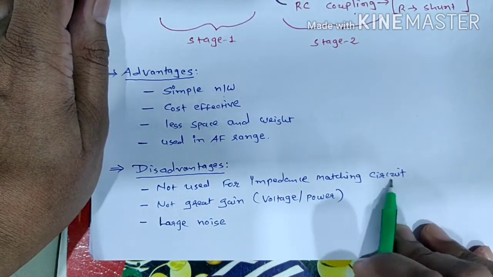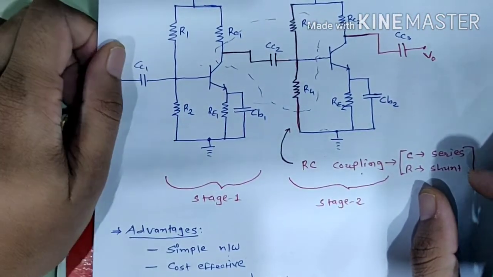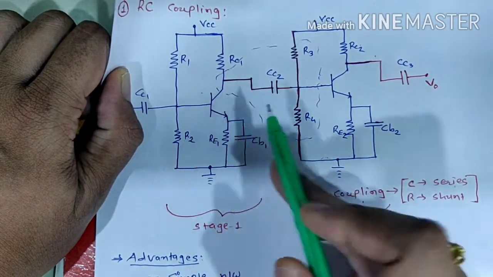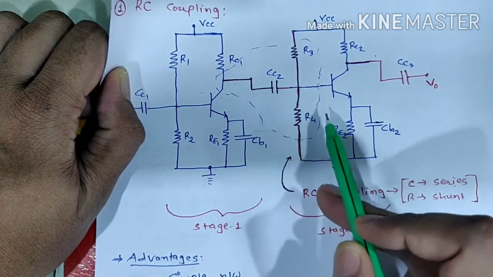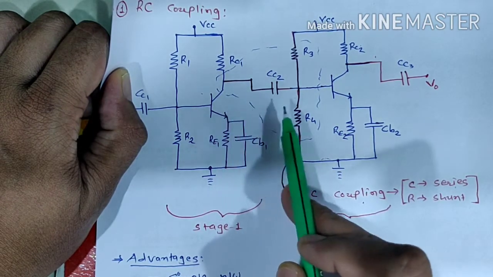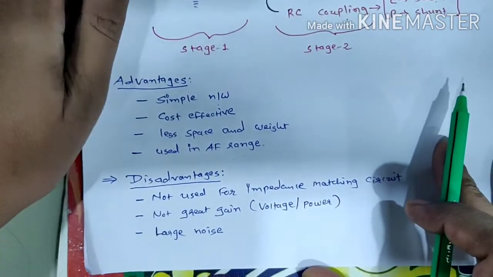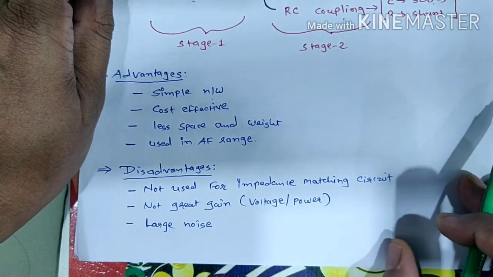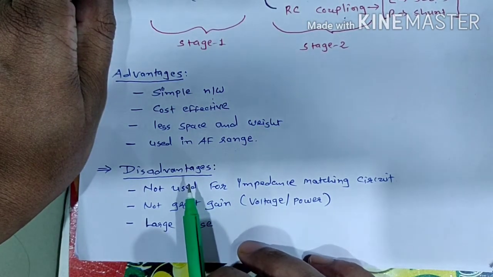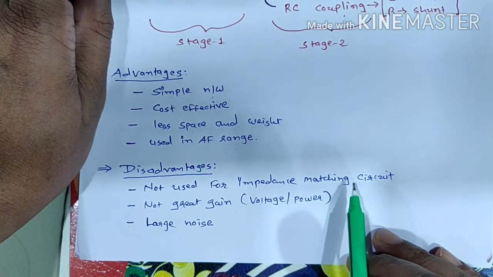It is not used for impedance matching circuits. It is a very important point. We know what we mean by impedance matching. If the output impedance of the first stage is exactly equal to the input impedance of the second stage, then the maximum signal from the first stage will go into the second stage. But when we use RC coupling, there is a problem of impedance matching. It will not exactly match the impedance of the first stage to the second stage. So it is one of the disadvantages.